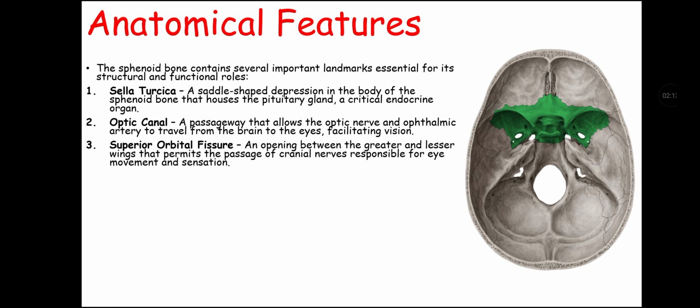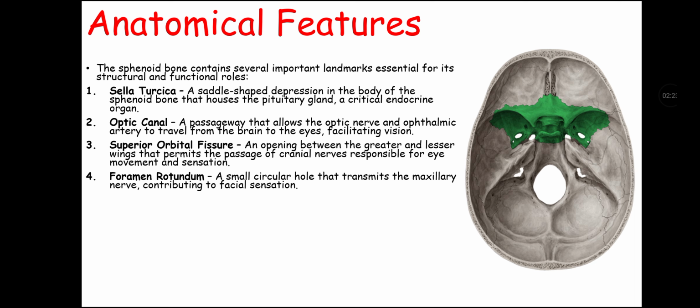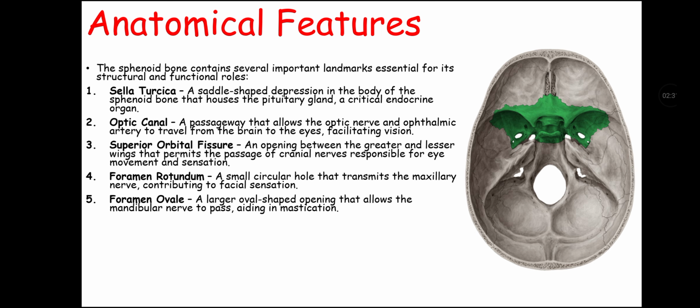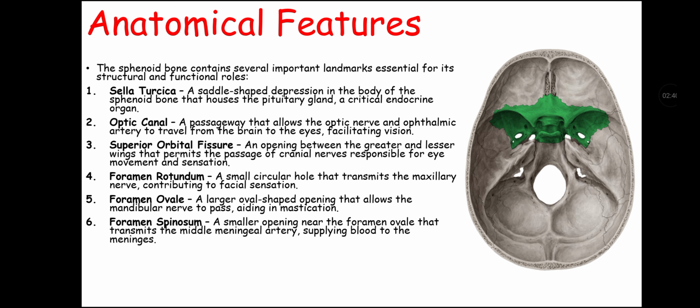The next anatomical feature is the superior orbital fissure, which is the opening between the greater and lesser wings and permits the passage of cranial nerves responsible for eye movements and sensation. The next feature is the foramen rotundum, a small circular hole that transmits the maxillary nerve, contributing to facial sensation. The next anatomical feature includes the foramen ovale, a larger oval-shaped opening that allows the mandibular nerve to pass, aiding in mastication.